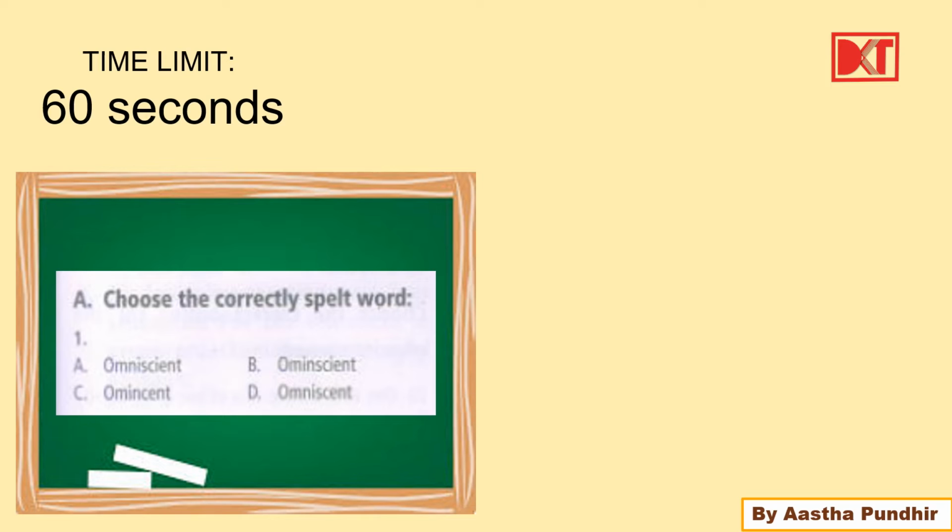Alright, so let's start with the first category of questions. These talk about choose the correctly spelled word, which means we have to choose the correct spelling. Alright, so here the word is omniscient. Omniscient refers to a person, someone who knows everything. That is a person who we call an omniscient. Now here, the correct answer, the correct spelling, I think, yes, is this one. A, omniscient.